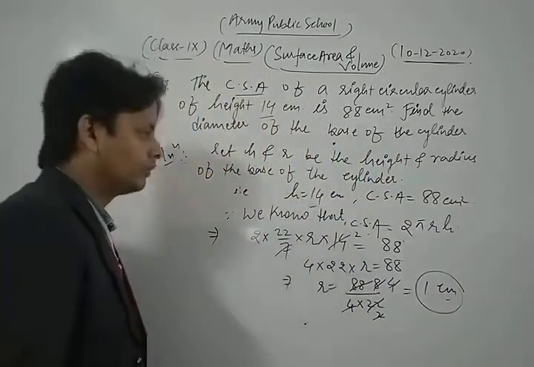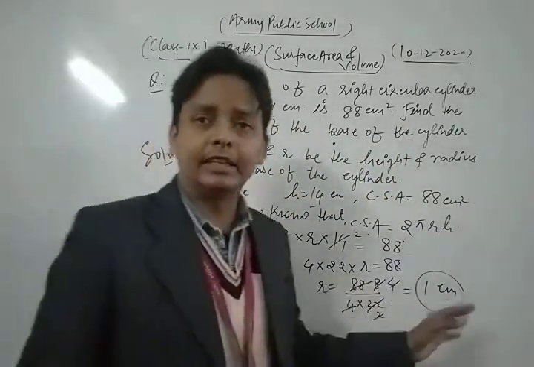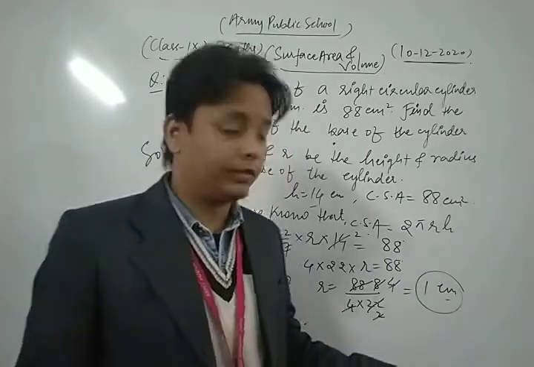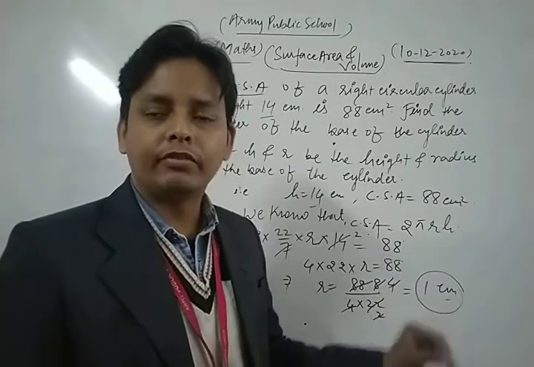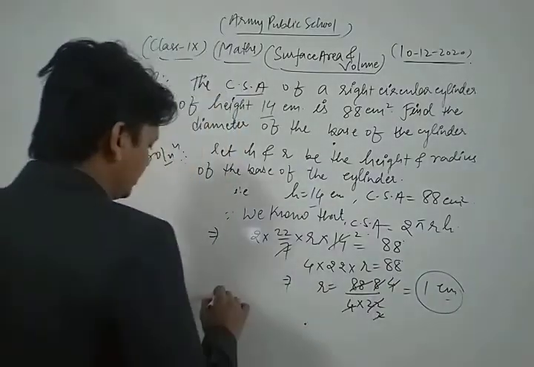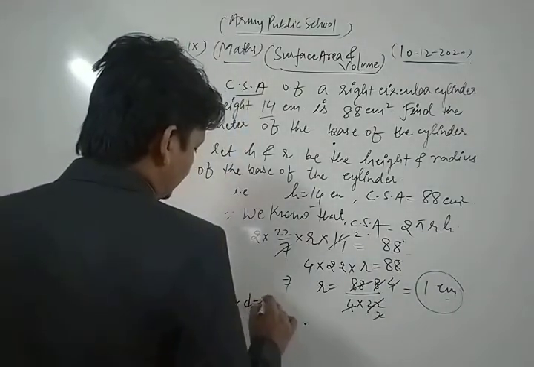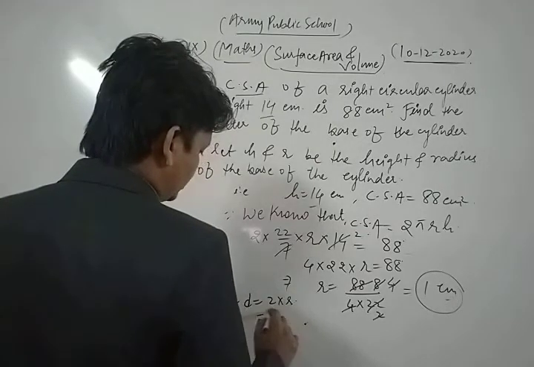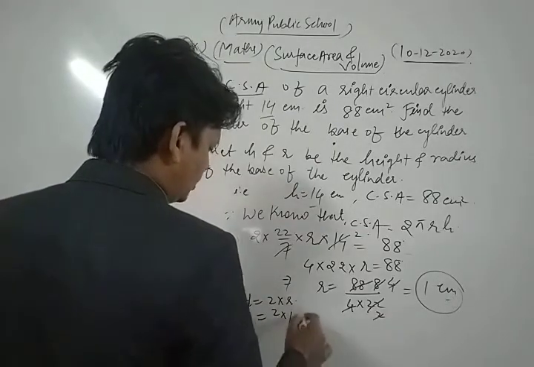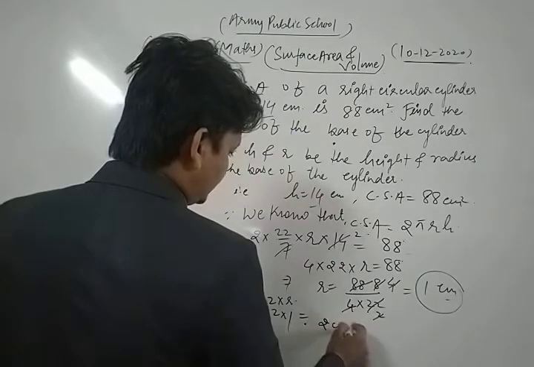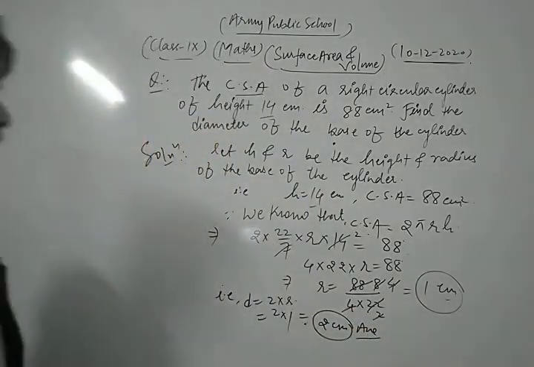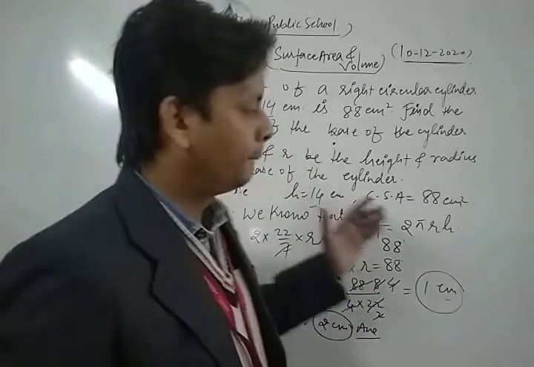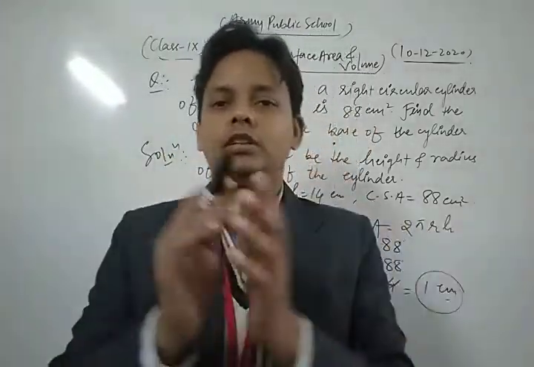Now in this way, first of all, we find the radius of the base of the cylinder, which is 1 centimeter. Now we find the diameter. The diameter will be 2 into r, that is 2 into the value of r, which is 1. 2 ones are 2 centimeter. Thus the required answer is 2 centimeter. Okay, this is the diameter of the base of the cylinder.